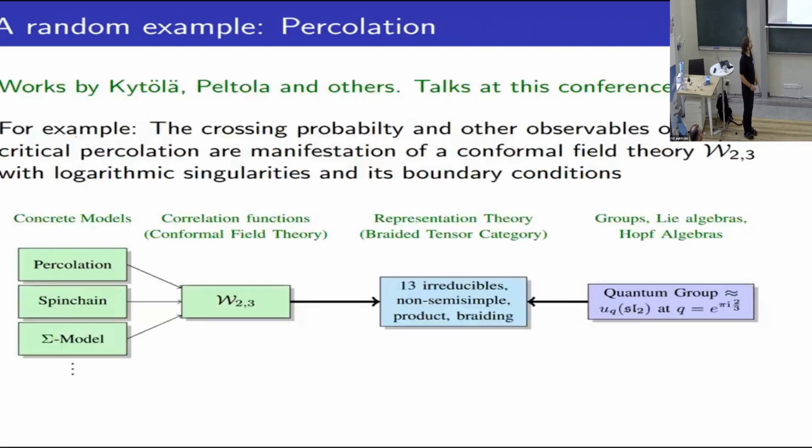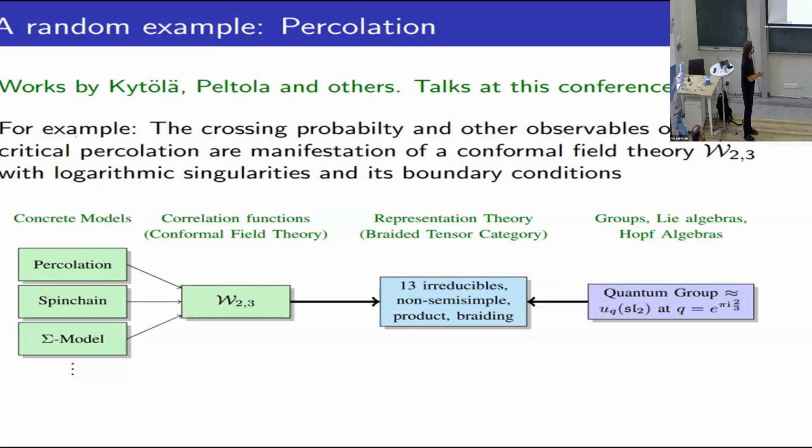So, and there's works by Kytölä and Peltola and others that we saw in the morning session. For example, the crossing probability and some observables of critical percolation are a manifestation of a certain conformal field theory W(2,3), which has some logarithmic singularities. And here again, there's many concrete models, maybe stochastic Löwner evolution should also be here, and they all lead to a certain set of correlation functions, which we call W(2,3).